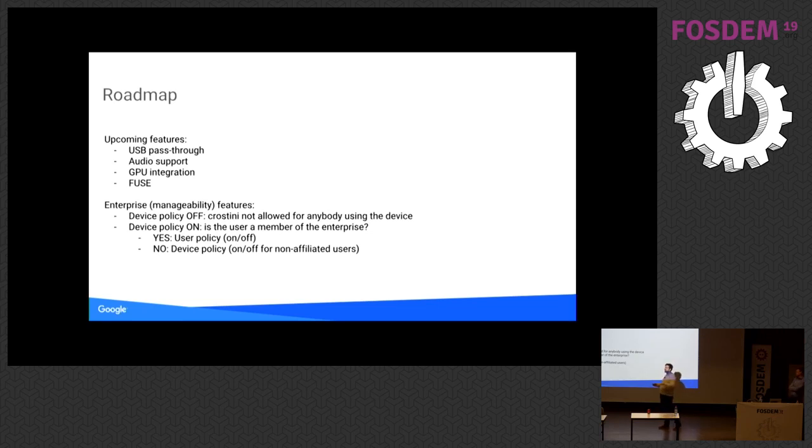When you buy Chrome OS as a consumer, you won't see any of this. But if you buy a fleet of Chrome OS devices with enterprise management, then you can manage the whole fleet centrally from Google, or you can export your policies in another way, and they will all behave depending on that. So for Crostini at the moment, we have only a few policies. There's a device policy to turn it on and off. So if you don't want any of your people to use Crostini, you can avoid it.